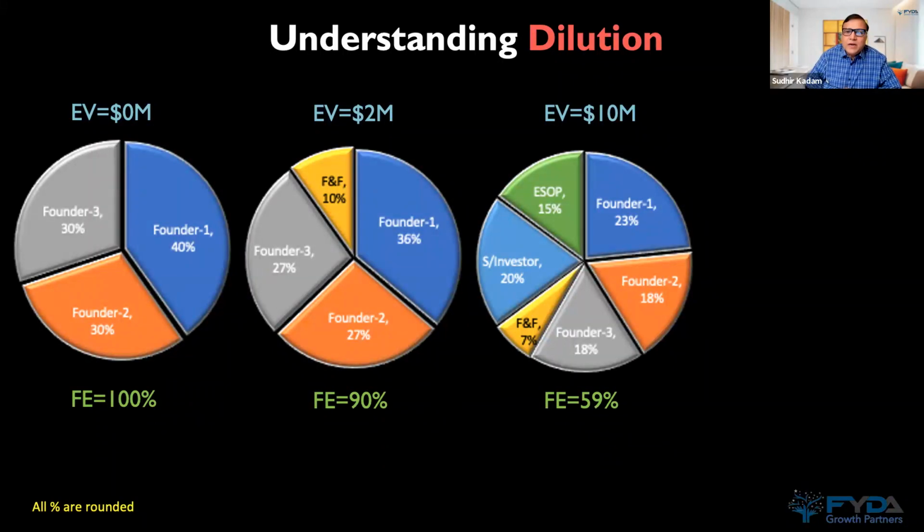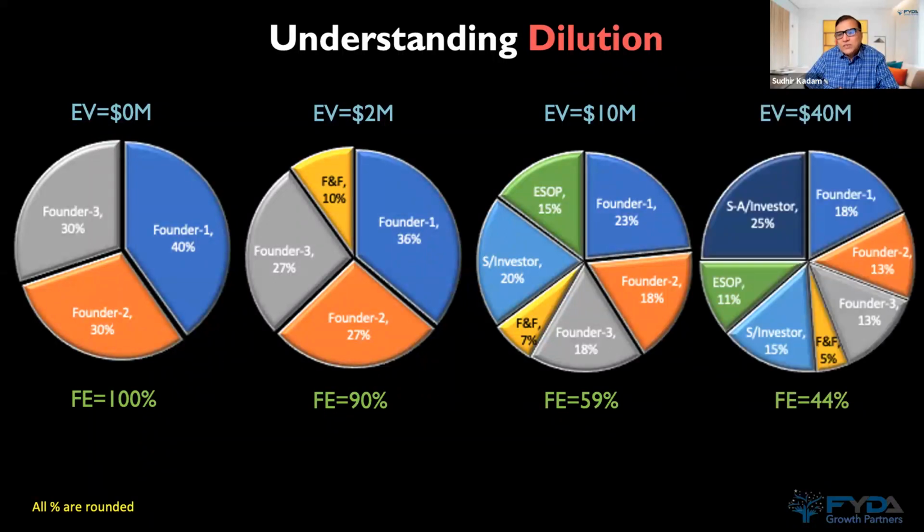So here your enterprise value is 10 million, and your founder equity is now reduced to 59%. This is how your equity is constantly diluted as you raise more and more money. But at the same time, you will see that the enterprise value, or the valuation of the company, is consistently increasing. Now let's look at one more round, your Series A round.